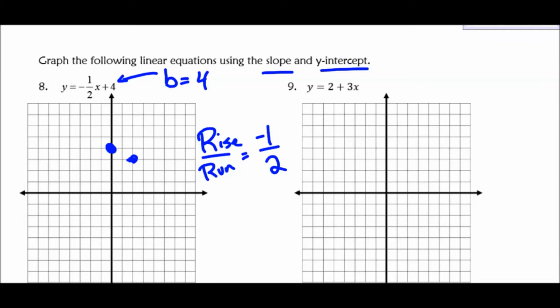And you can keep doing that as far as you can. Keep going down 1, over 2, down 1, over 2. Keep doing that as far as you can go. That tells us where the next point is. Make sure you get a straight line with this, otherwise you're doing something wrong.